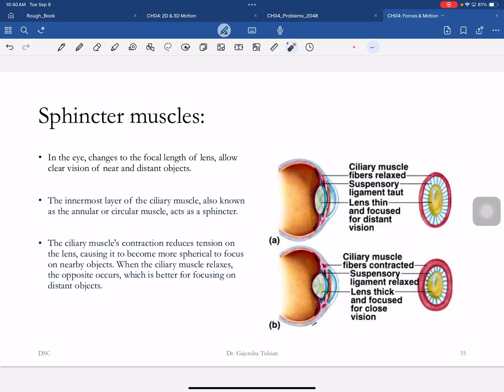Now I want to see far off object. What do I have to do? Your sphincter muscle has to expand. These strings become taut. The lens becomes thin, and now I can focus on far off object. Just like that, in a heartbeat. All right? So these circular muscles are very important.